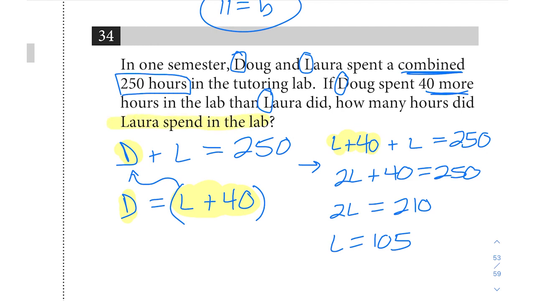And let's double check what the question's asking. They want to know how many hours did Laura spend in the lab. Okay, good. So they're asking for L. We solved for L. We're done. If they had been asking for the hours Doug spent in the lab, then we could plug back into the original equation and solve for the other variable. But in this case, we solved for L. They want to know L. And so that's it.